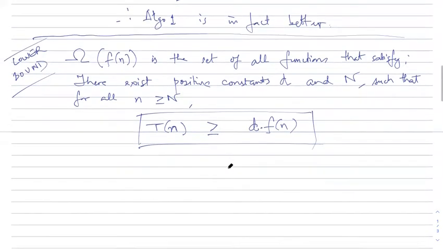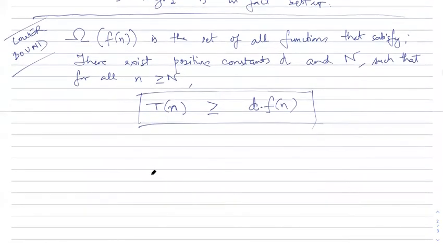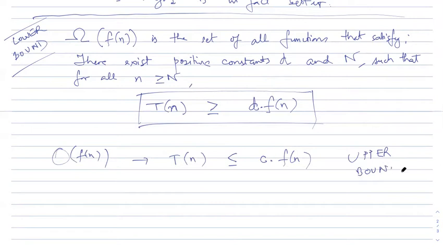So you saw that in the case of big O notation of f of n, the expression was T of n less than or equal to c times f of n, and this was acting as upper bound. So therefore sigma is really the reverse of big O.